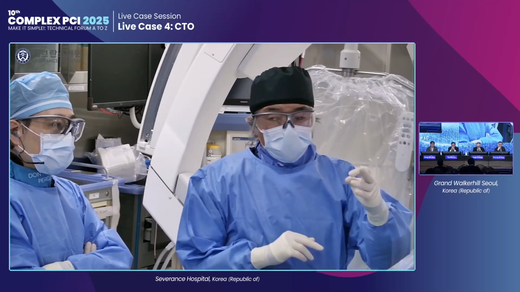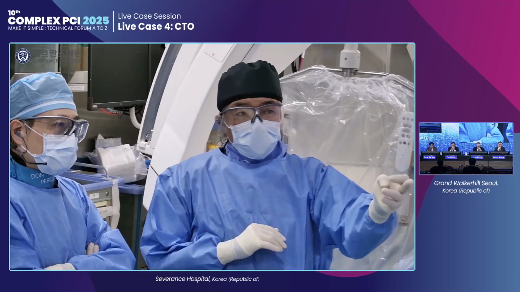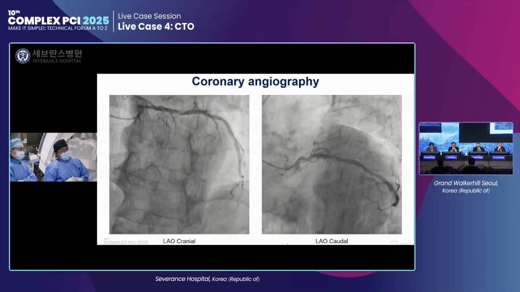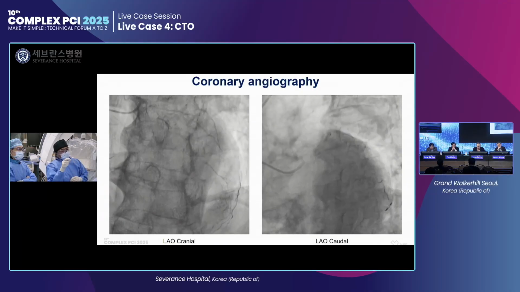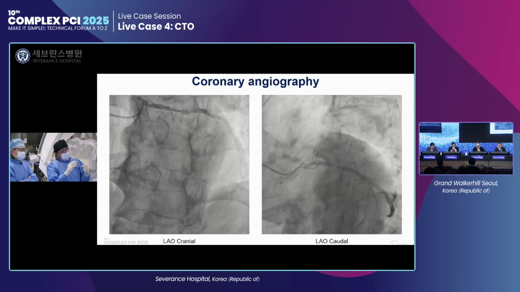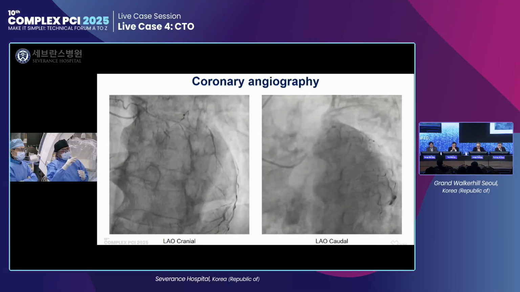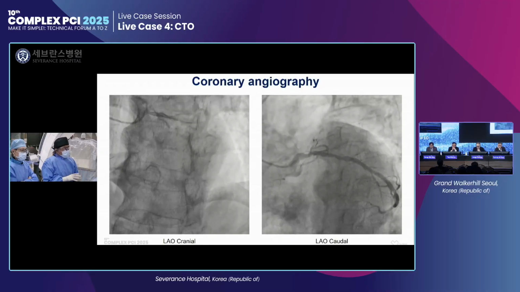So could you show us the spider view on the slide? Yes, this is the spider view. There are definitely many branches near the circumflex ostium or LAD. Also, because of some diseased portion of the left main, the acute bending is more severe. So this is the case summary.